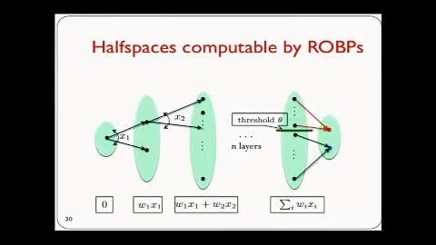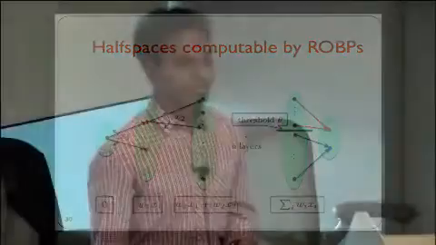And why are we looking at ROBPs in the context of fooling half spaces? The reason is that half spaces can be computed by read-once branching programs in a natural way. We can construct a branching program by looking at the partial sums. We first start with the starting state, which corresponds to the sum being 0. We read input bit x1 and move to the state which corresponds to the value of w1 x1. Read input bit x2, move to a state corresponding to the partial sum w1 x1 plus w2 x2, and so on.